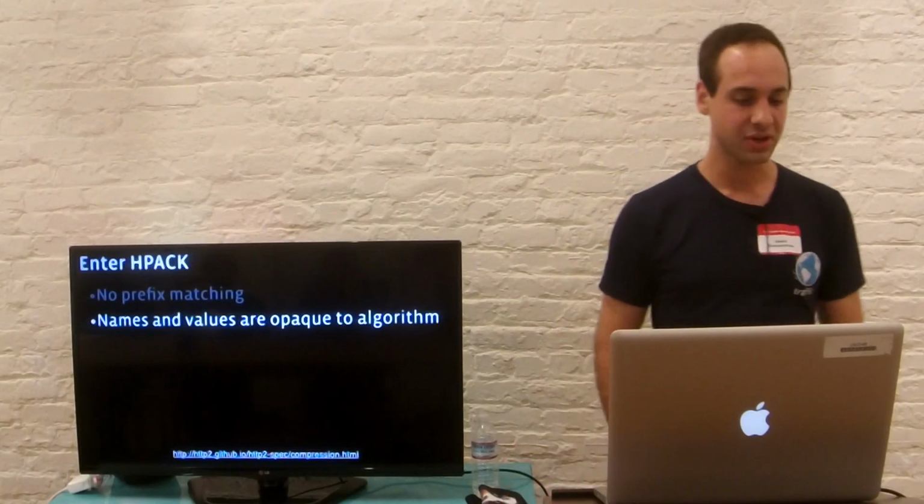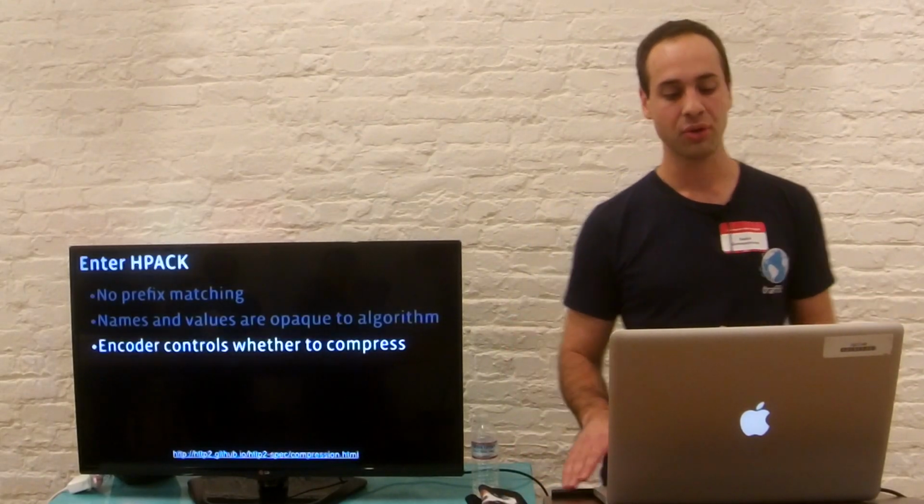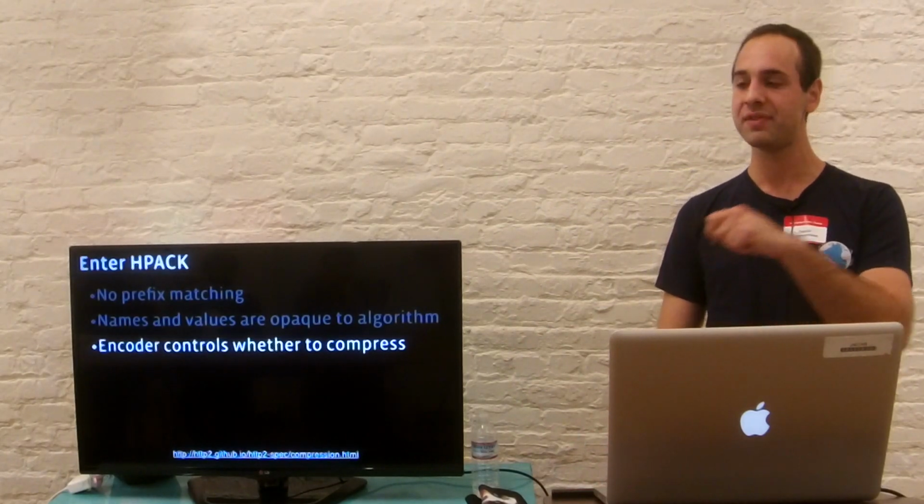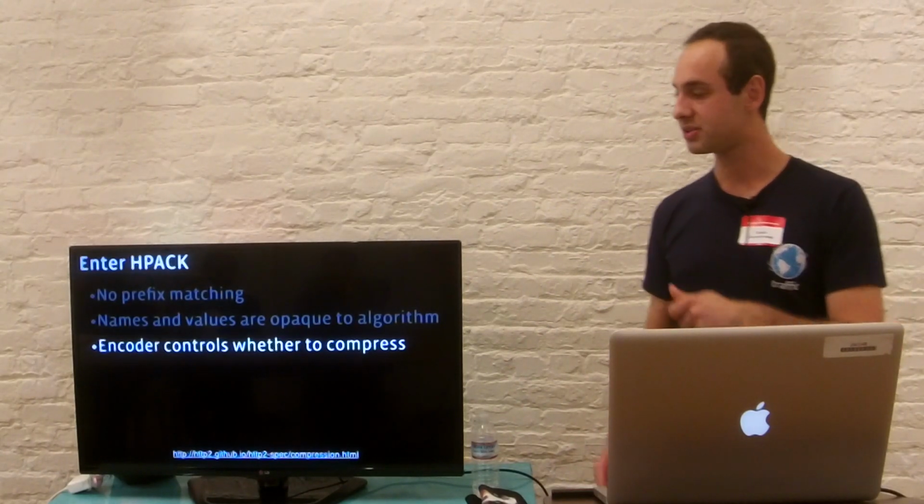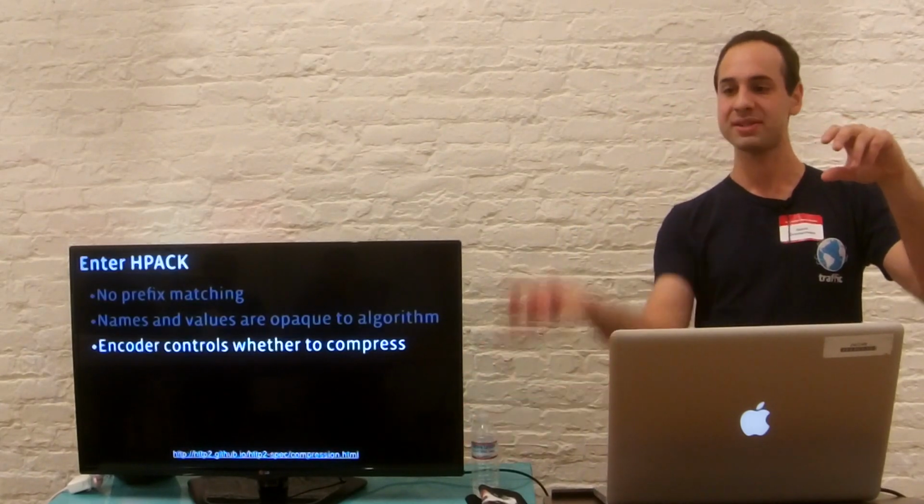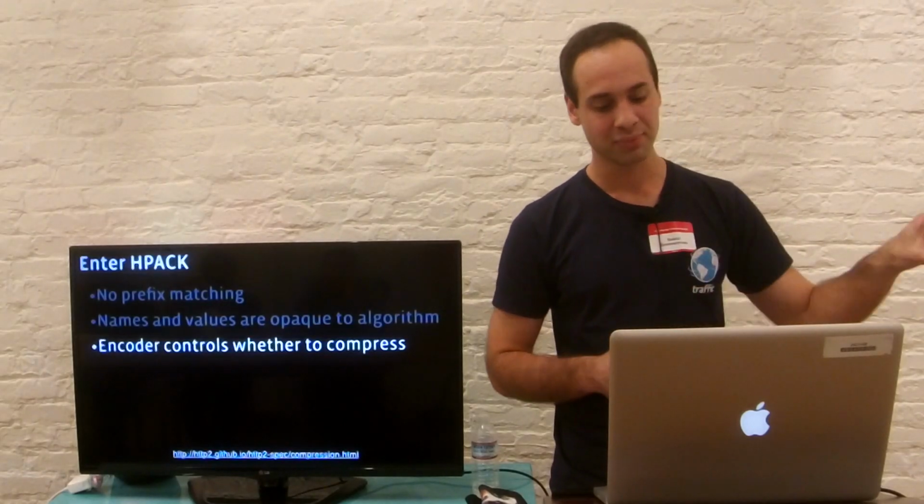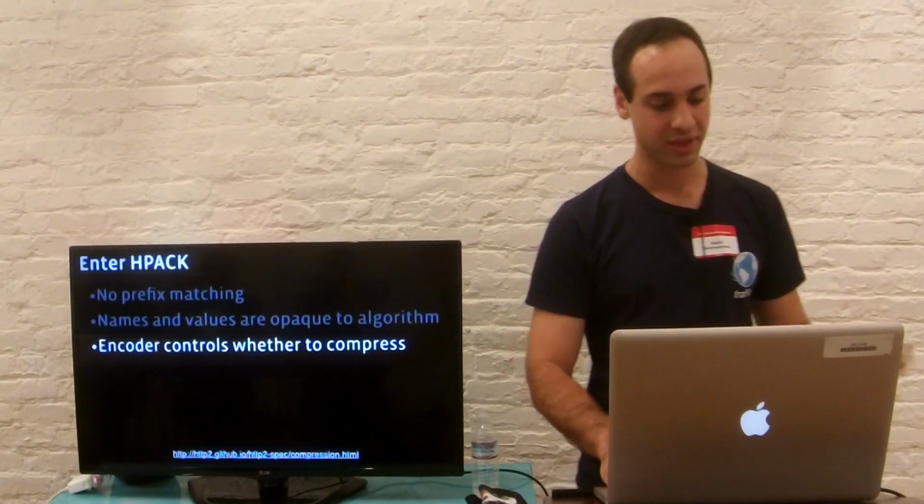Names and values are opaque to the algorithms. They're just strings, and the encoder gets to control whether to compress. For instance, you can even say never compress the cookie. That also prevents other things from being compressed based on that cookie value. So you can just blacklist certain headers if you consider them too important.